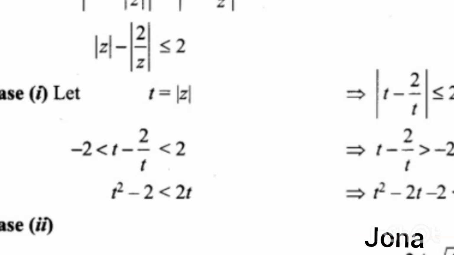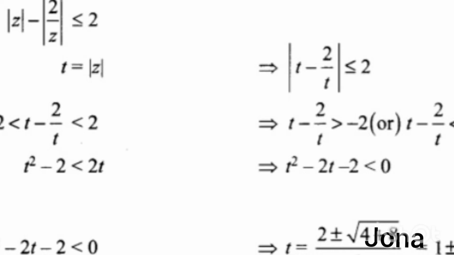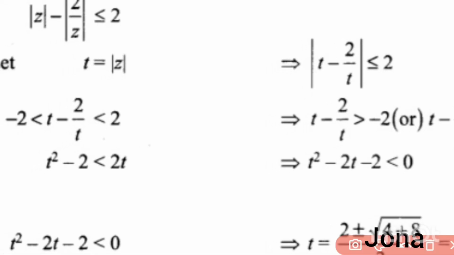So I can take this as greater than minus 2 and less than 2, because we have plus or minus values there. Take the LCM for these two. If we take LCM here and simplify, we have t square minus 2t. We can take this 2 to this side, it will be minus 2 there, less than or equal to 0.